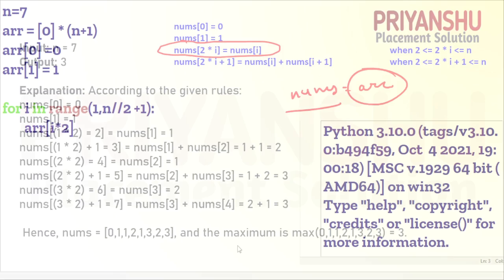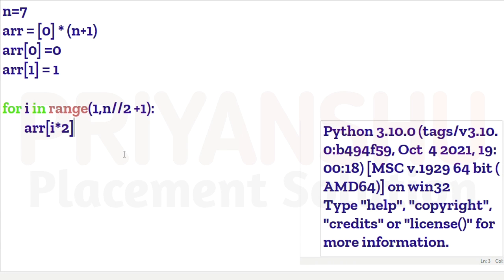Okay, so let me come back to the code screen, and here I am writing arr of 2 multiply i equal to arr of i guys, right? The next condition we have, this is for even.